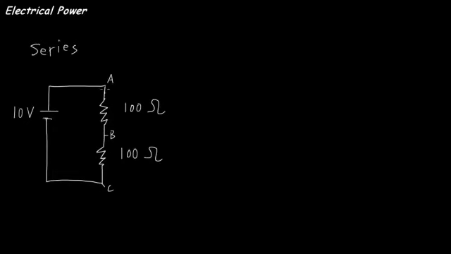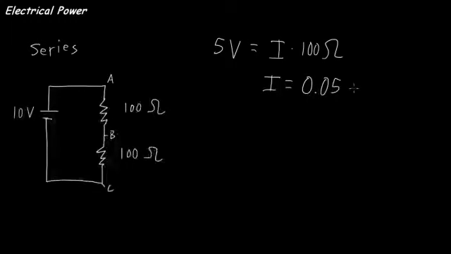Now I can still determine the current passing through here because I know that through each resistor I have 5 volts and I have some current I, and I have 100 ohms. So in this case my current is equal to 0.05 amps. That's how much current is passing through this resistor. The exact same current is passing through this resistor from B to C. So the entire loop has 0.05 amps of current passing through it.